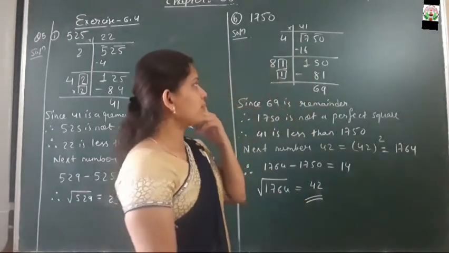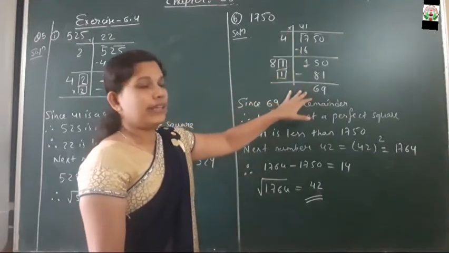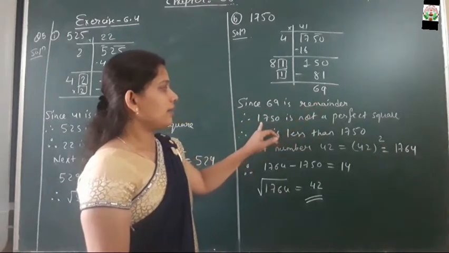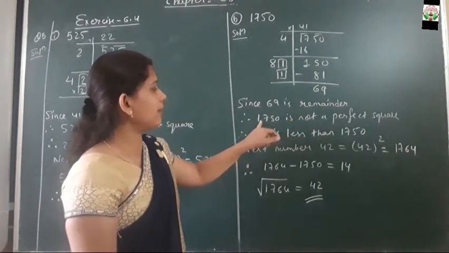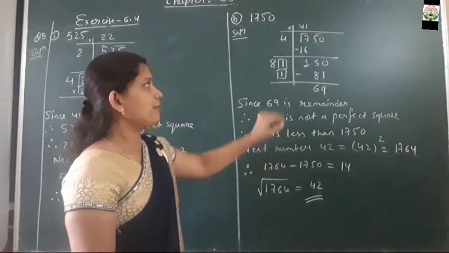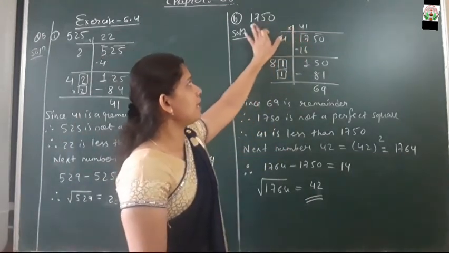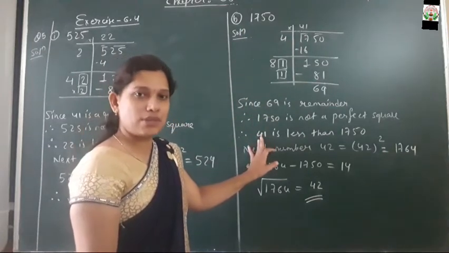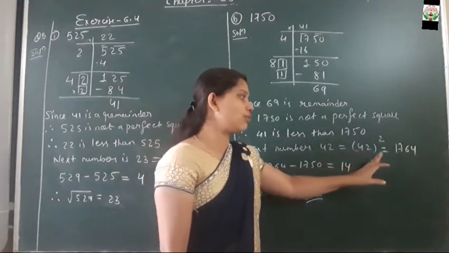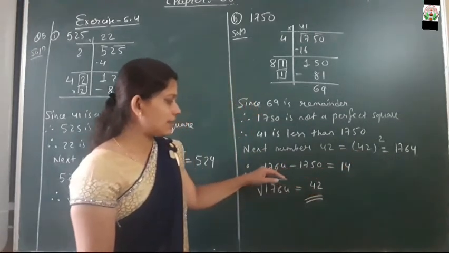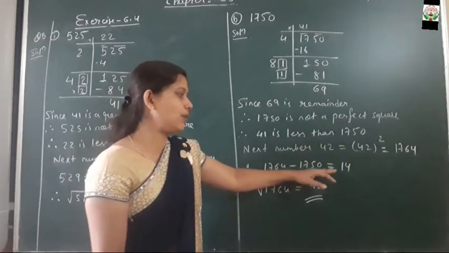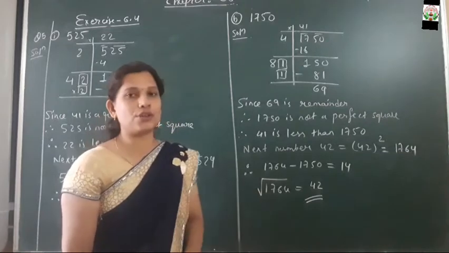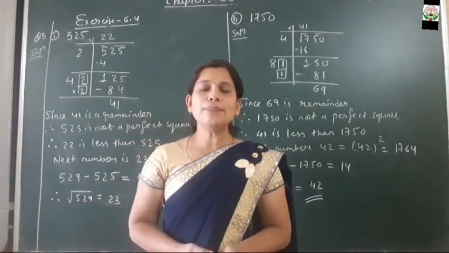Moving towards part B of the question, finding it by the long division method, the remainder is 69. Since the remainder is 69, that means 1750 is not a perfect square. 41 is the quotient, whose square is less than 1750. So the next number after 41 is 42. The square of 42 is 1764. When 1750 is subtracted from 1764, you get the required answer 14, and the root of 1764 is 42. So in this way you have to solve question number 5.